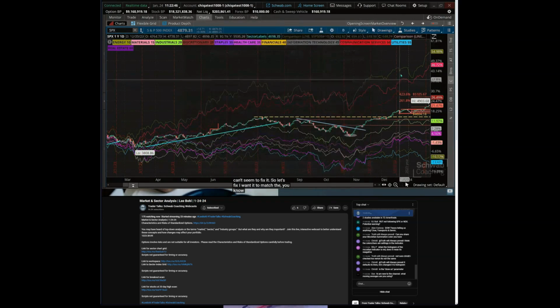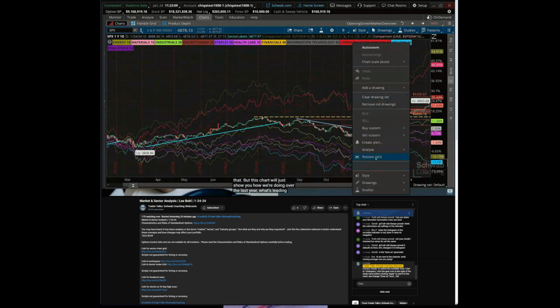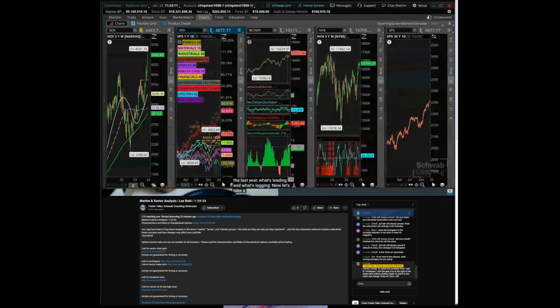All right, so this is information technology, which is the clear leader. This is communication services, and this one down here is consumer discretionary. But we are seeing a little bit of rotation into some other sectors, and we're going to take a look at that. But this chart will just show you how we're doing over the last year, what's leading and what's lagging. Now, let's take a look and see if we can pick up some rotation.